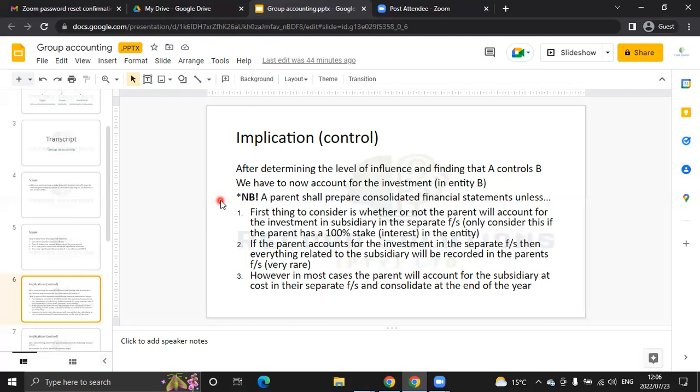However, this choice is only for if you have a 100% stake in the entity. Then the parent will account for that investment in the separate financial books, right? So there won't be any consolidated financial statements prepared.